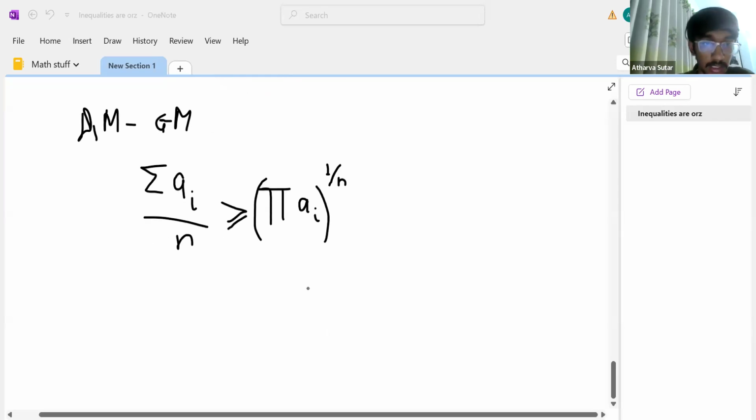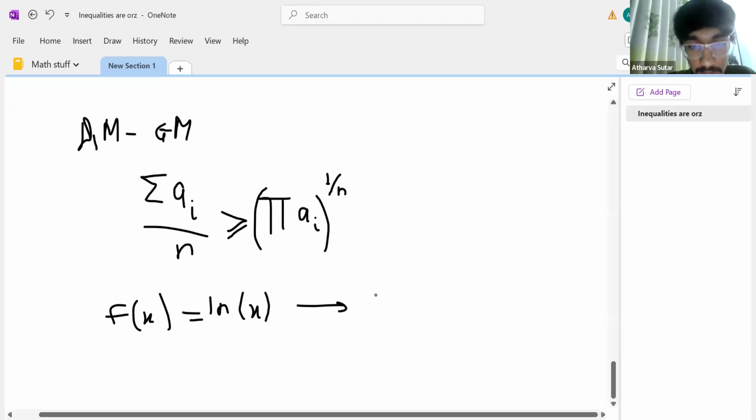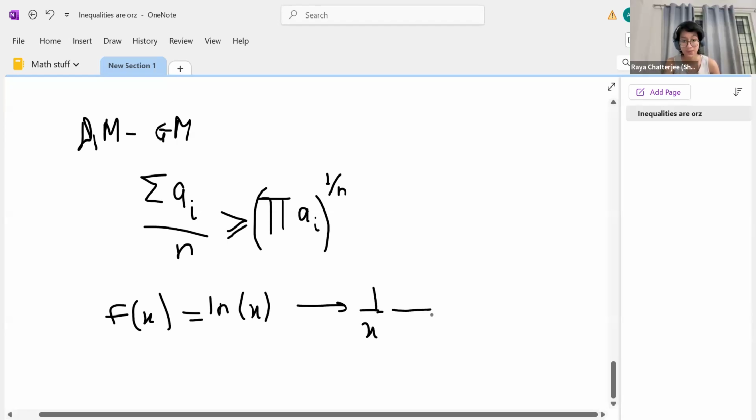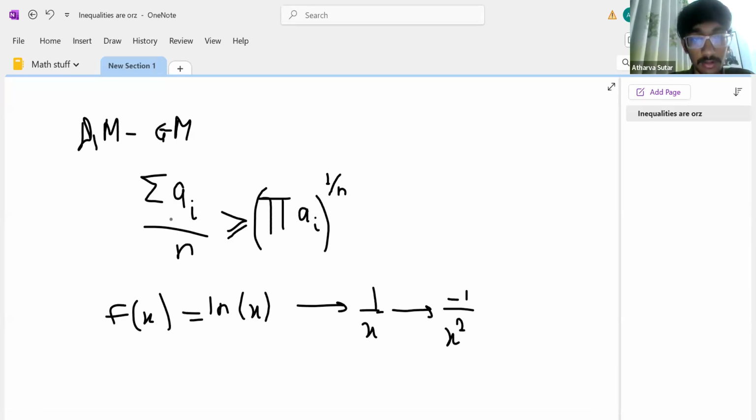So you basically take the function as f of x equals ln of x, and to check this function, we take the double derivative. Taking one derivative, we get 1 by x, and the second one, minus 1 by x squared. So this is basically a concave function, since in AMGM it's given that they're all positive reals. So this function will always be concave.